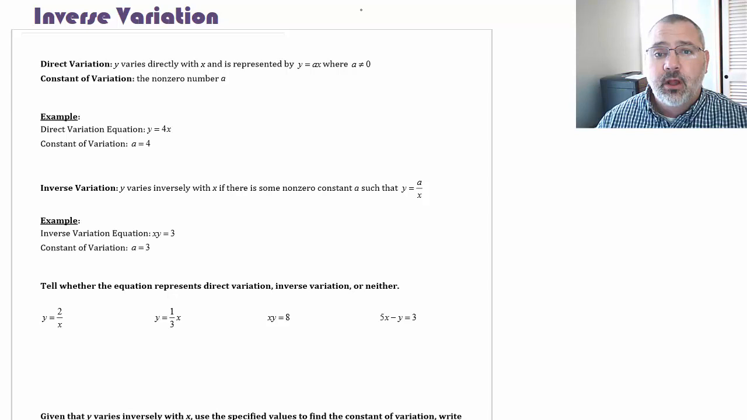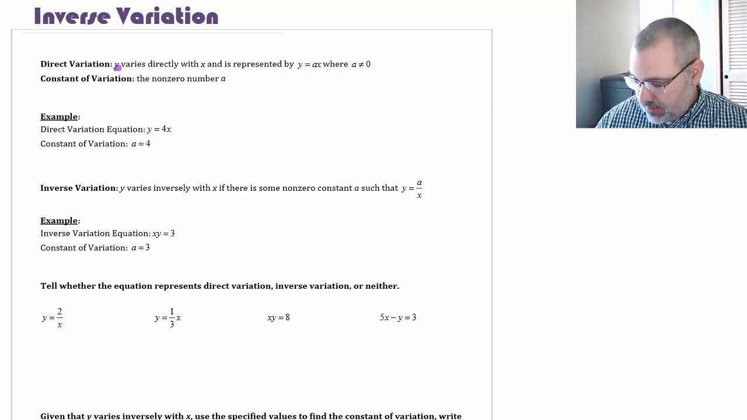And welcome. In this lesson, we're going to be talking about inverse variation. But before we talk about inverse variation, we're going to go back and talk about direct variation, which you've seen before. Direct variation says if y varies directly with x, varies directly is going to be key here.